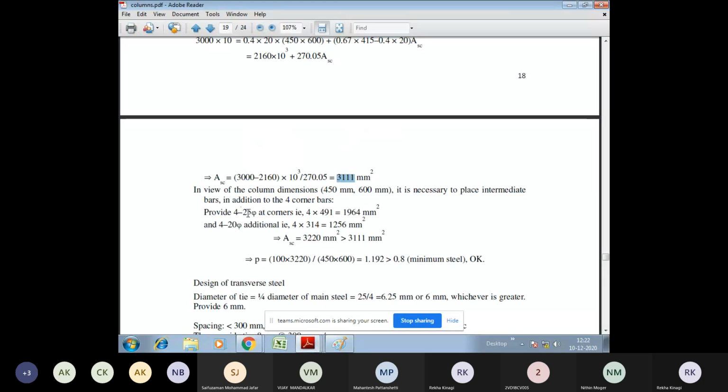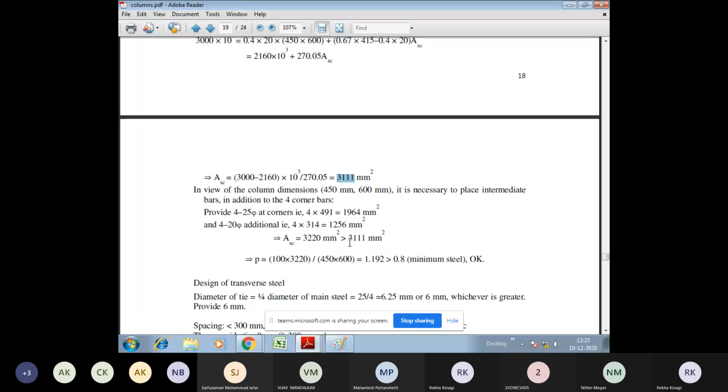That is 4 bars of 25 mm diameter at the corner and 4 bars of 20 mm diameter at the center. So that turns out to be Asc provided 1964 plus 1256, that is 3220, and this Asc value is more than what is required. So hence we can say that it is more than the required value.